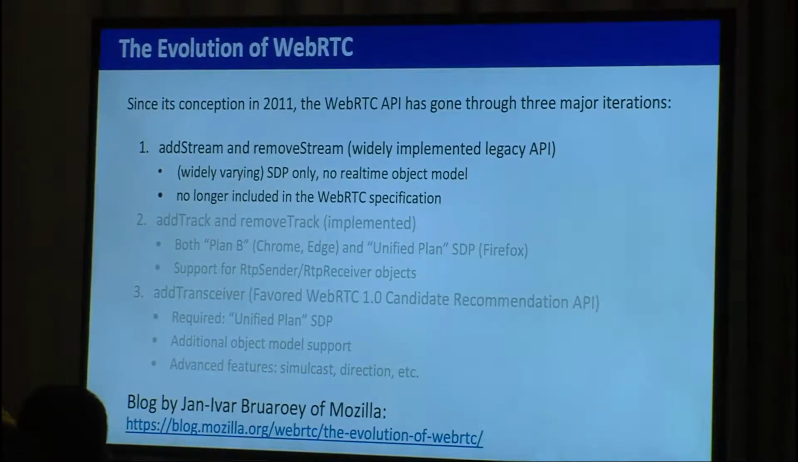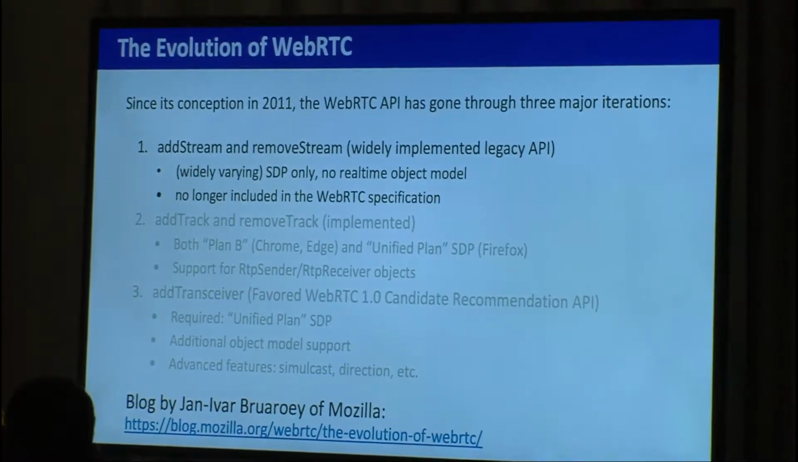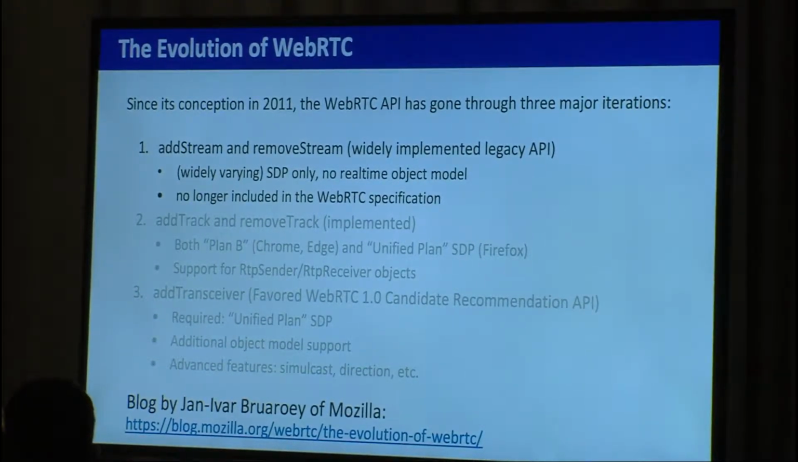So let's talk a little bit about where we've come with WebRTC. Jan-Ivar Bruaroey of Mozilla has written an excellent blog describing the 3 different APIs that we've gone through since the conception of WebRTC in 2011. The first was the add stream, remove stream API. That has been widely implemented, and it had a number of issues which I'll be talking about, but among them was that it had widely varying SDP dialects, you could say, Plan B versus Unified Plan. That and other issues relating to the use of media streams instead of tracks, which I'll talk about.